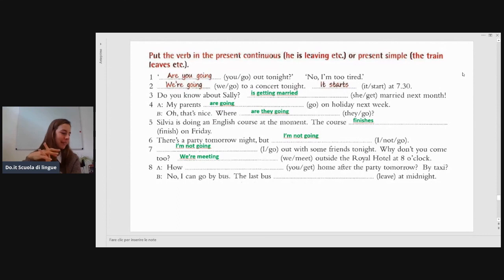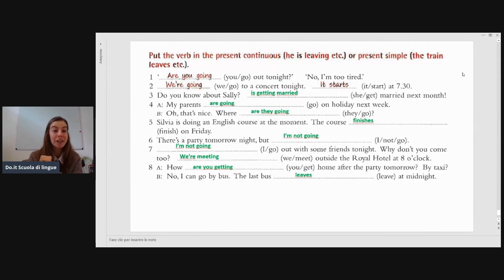Okay, let's see. Vediamo. So, exactly. Right, guys. Very good. How are you getting home after the party tomorrow? Come torni a casa? Okay. The last bus leaves at midnight. Bravissimi. Very good, guys. Very good. Well done. I'm very proud of you.